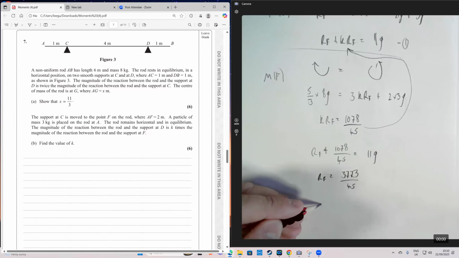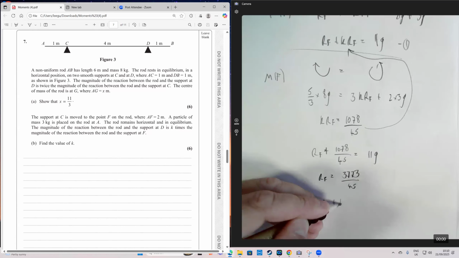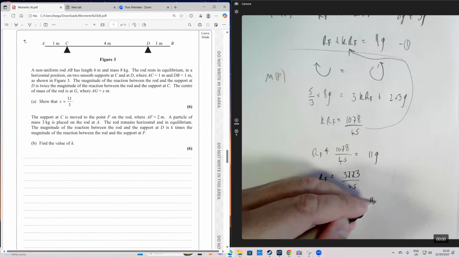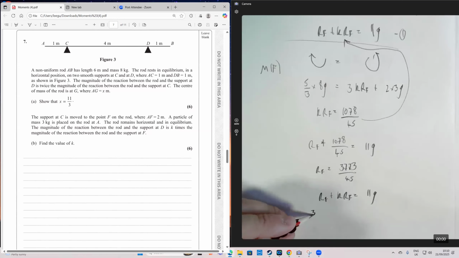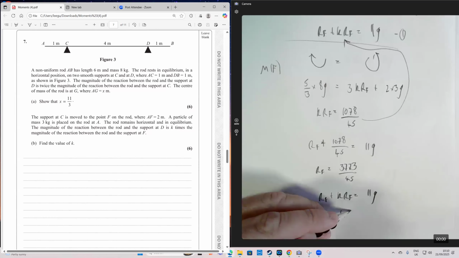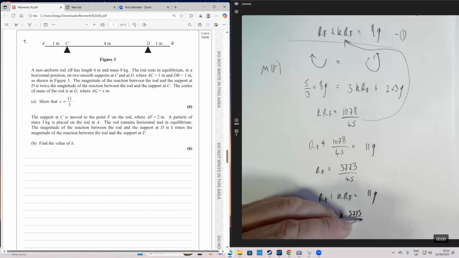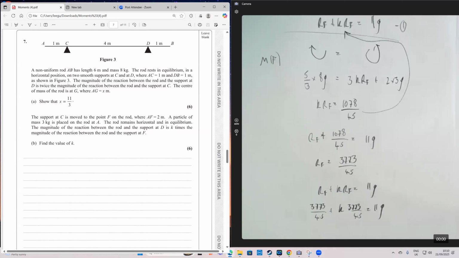So I'll just rewrite the equation again. So we have RF plus KRF is equal to 11g. And we now know that this is 3773/45 plus K times 3773/45 equals 11g. So I'm just going to rearrange this now to make K the subject. So 11 times 9.8 minus our 3773/45. Okay, and then we're going to divide that by 3773/45.